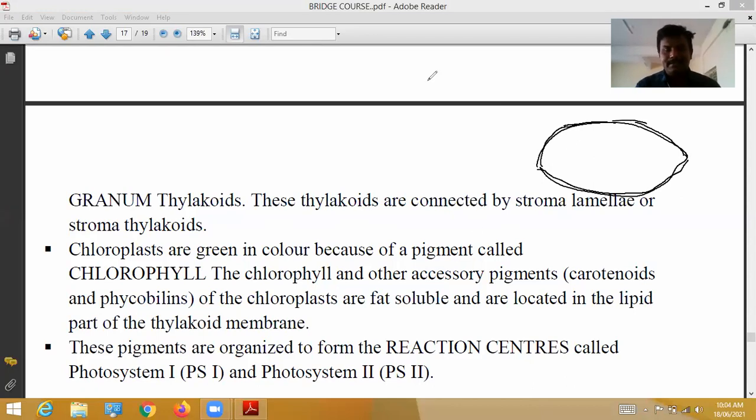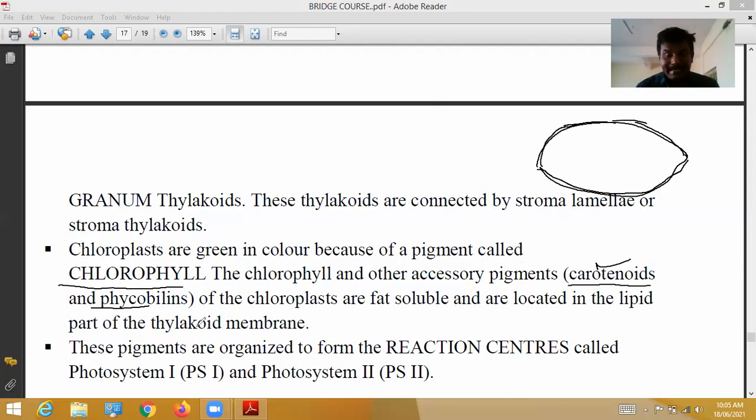It contains pigments. Due to the presence of pigments, it appears green in color. So what are the pigments? Chlorophyll. The chlorophyll and other accessory pigments, those are carotenoids and phycobilins. So accessory pigments of the chloroplasts are fat soluble pigments. Carotenoids and phycobilins are fat soluble pigments, so those are easily soluble in fat.